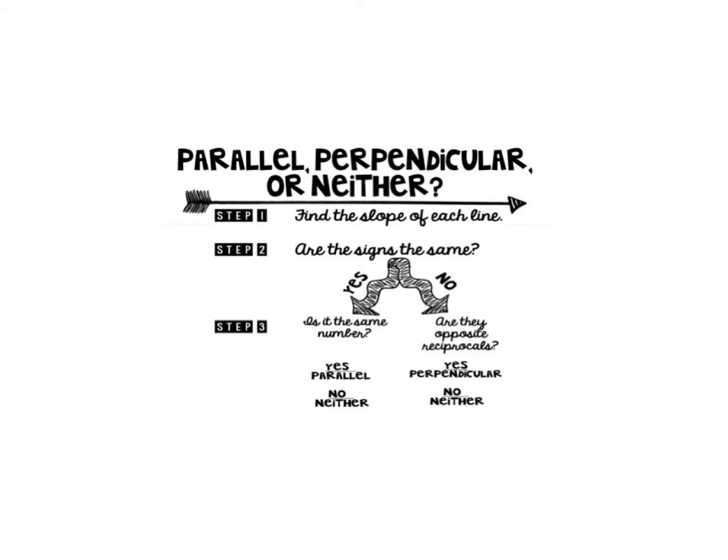So we can tell if lines are parallel, perpendicular, or neither by looking at the slope. If the signs are the same, we look to see if it has the same number. If you have the same sign with the same number, then yes, they're parallel. If you have the same sign with different numbers, they are not parallel. Now, if the signs are not the same, you have to check to see, are they opposite reciprocals? And if they are, we know the lines are perpendicular, and if they're not, we know it's neither.